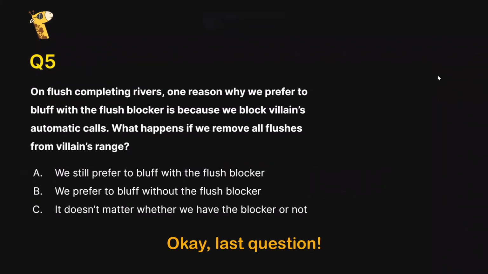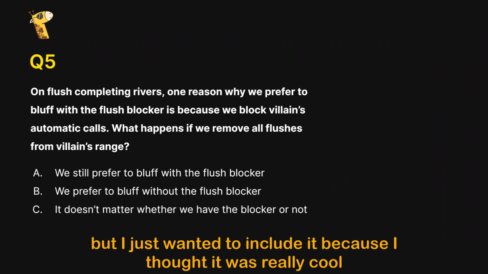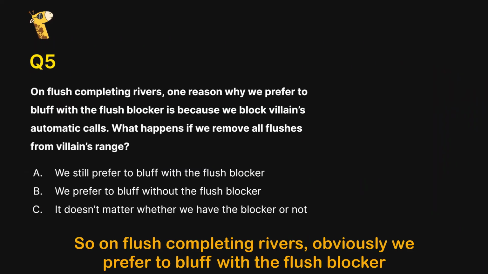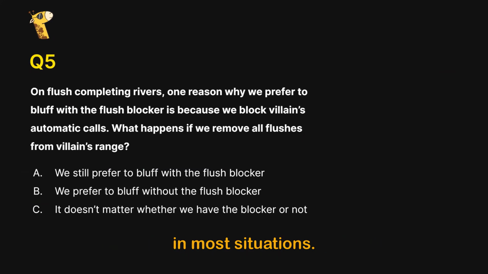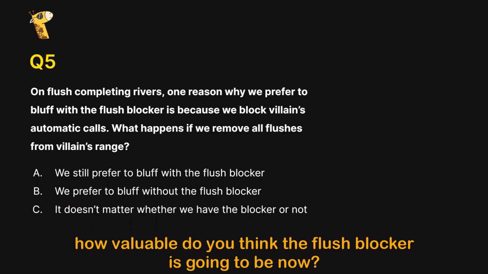Okay, last question. This one isn't really bet sizing related, but I wanted to include it because I thought it was pretty cool. On flush completing rivers, obviously we prefer to bluff with the flush blocker in most situations, right? But if we remove all flushes from our opponent's range, how valuable do you think the flush blocker is going to be now?